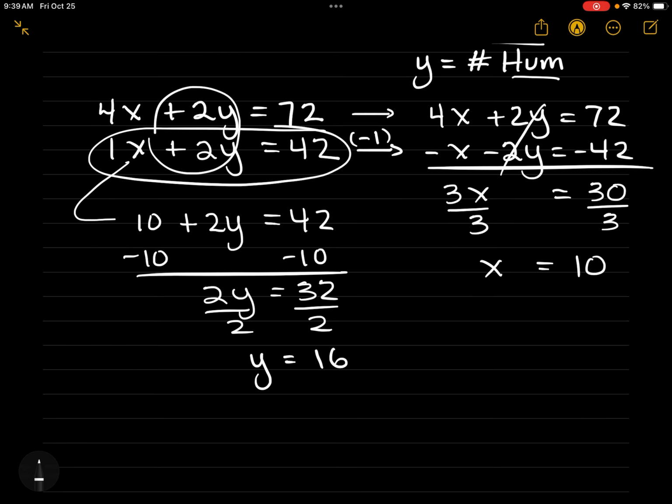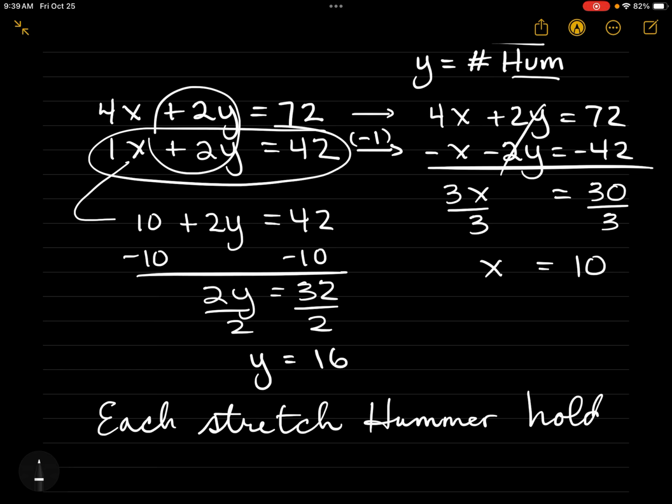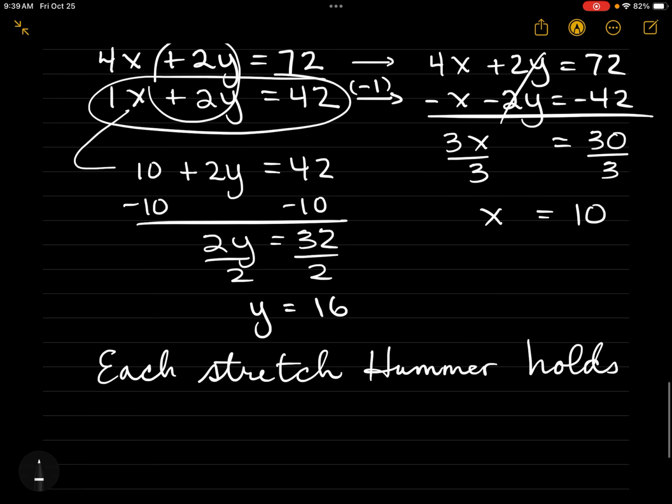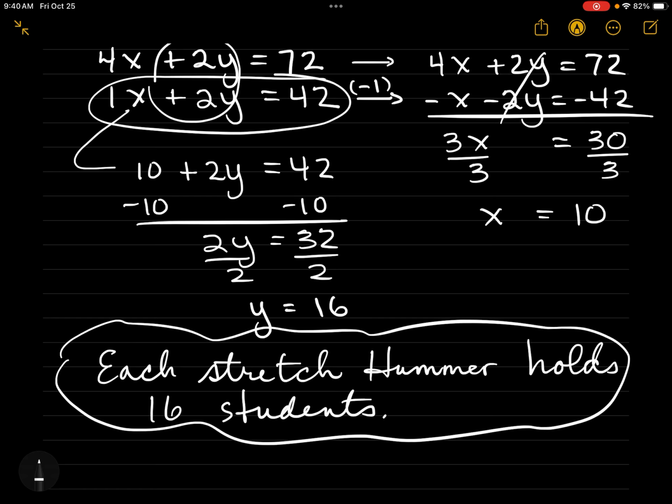And now I'm going to answer the question. Each Stretch Hummer holds 16 students. And that's a fair enough sentence.